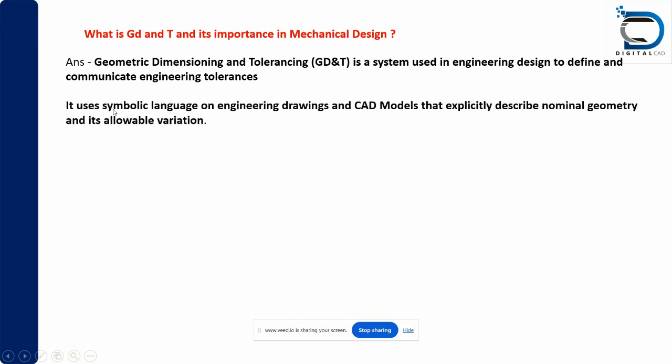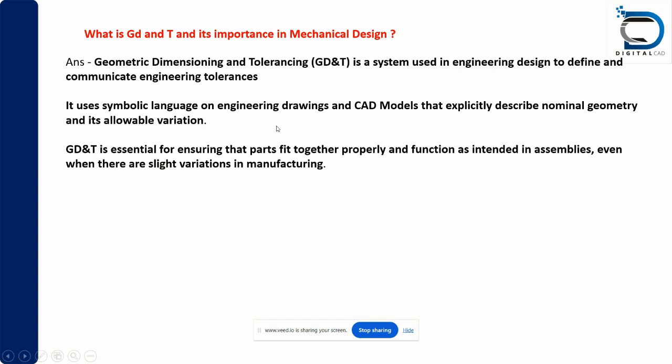Then, it uses a symbolic language. There are symbols we use in the engineering drawing, when we are creating it, to communicate with the other departments. That is a symbolic language, so you have to understand all the symbols. It is a symbolic language on engineering drawings and CAD models that explicitly describes nominal geometry and its allowable variations. When we apply GD&T, we describe the nominal geometry dimensions, and with the dimension we explain how much variation is acceptable.